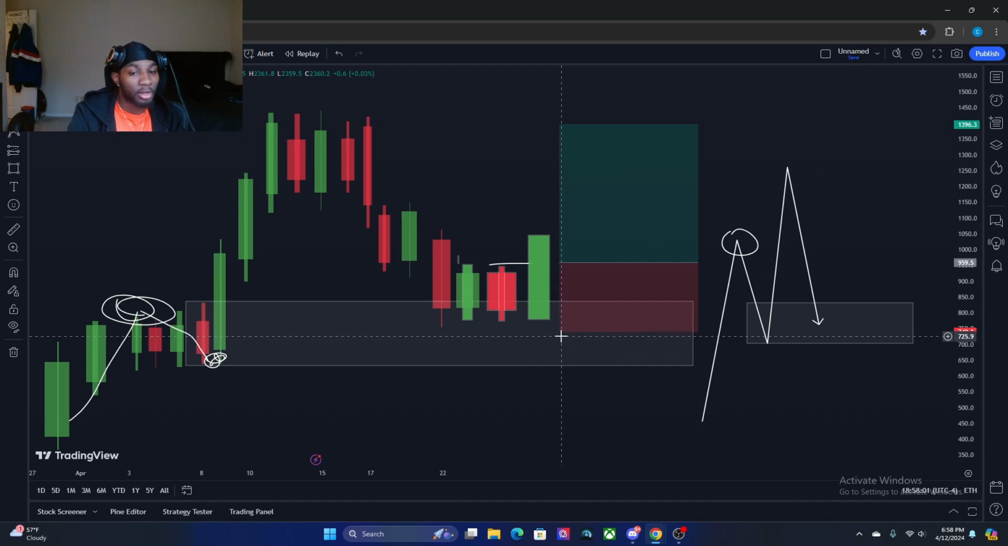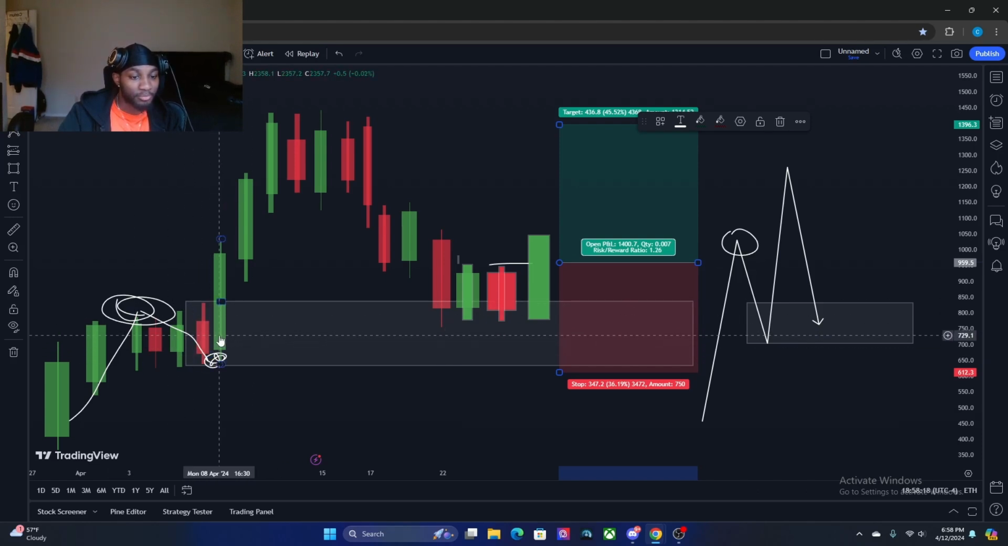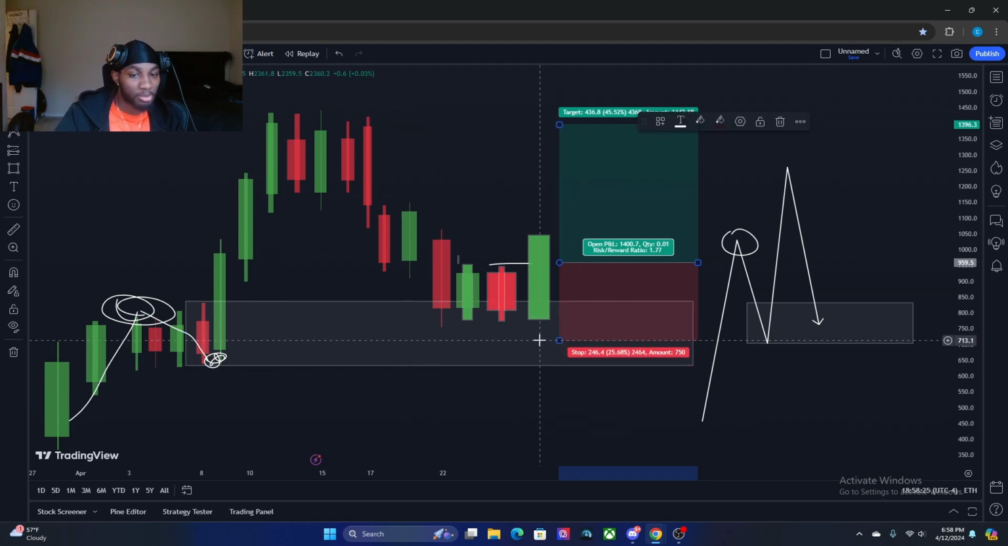Like I said, you could put your target here, assuming that this is going to be the low and that we're going to create a new high possibly, or even equal highs. Or you could put your stop loss underneath here because you know that this was the previous low, the last low in the market. So you could put your stop loss under here to be a little bit safer. But there's nothing wrong with putting your stop loss here.